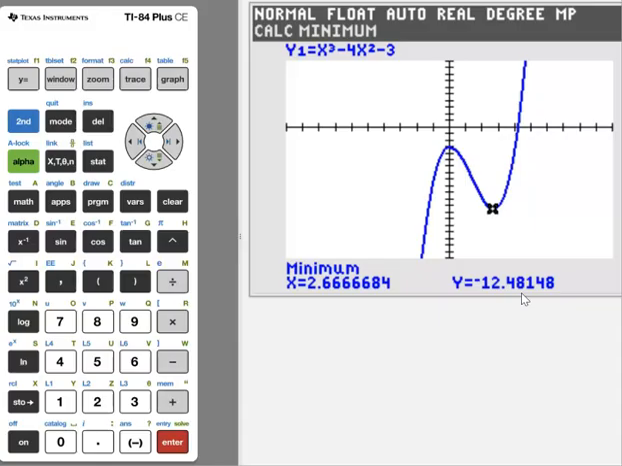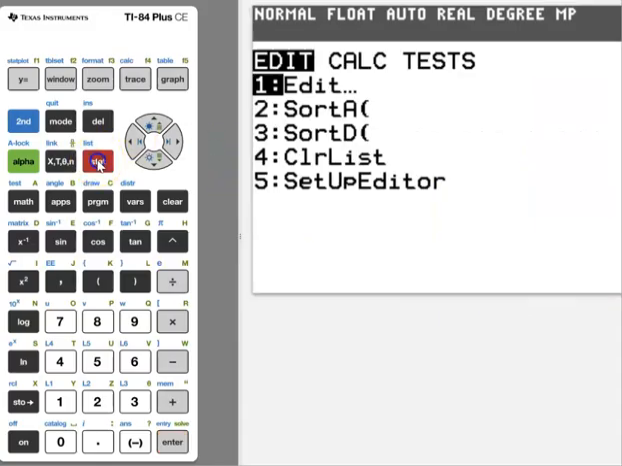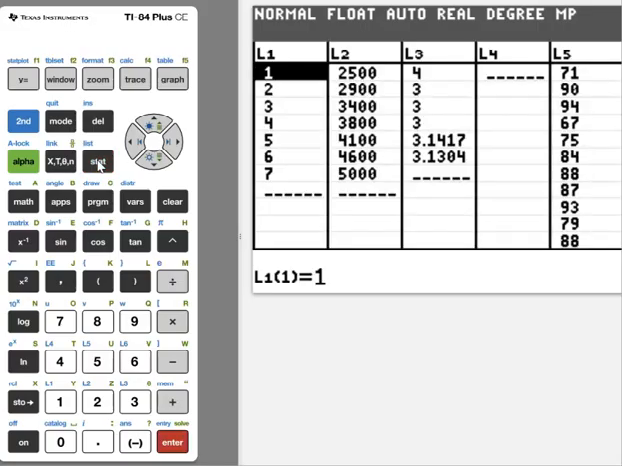All right, then for number 22, it says the table to the right shows the average cost of 5 years tuition at a particular college. Use the regression capabilities of your graphing calculator to create a linear equation to fit the information, and let t equals 1 represent 1991. Okay, so I'm going to go to statistics, and I'm going to go to edit.